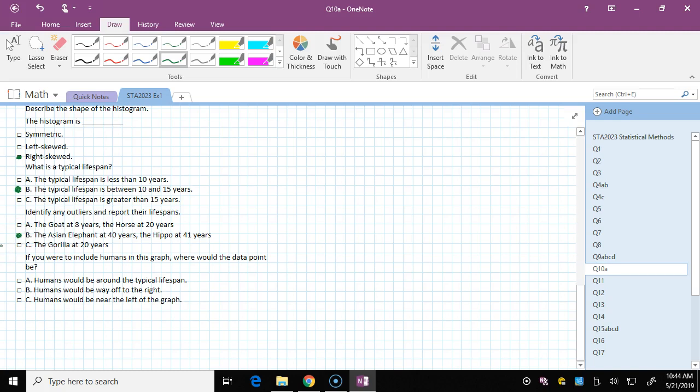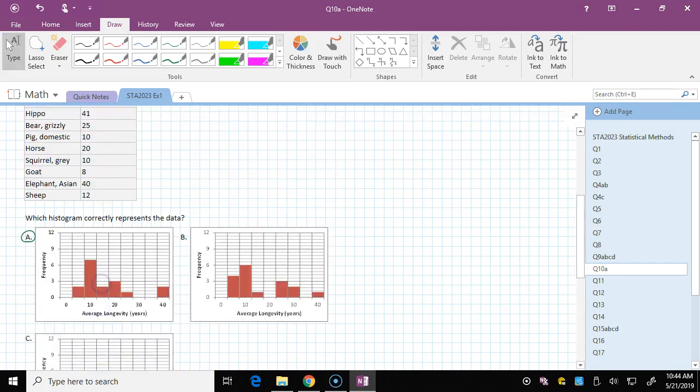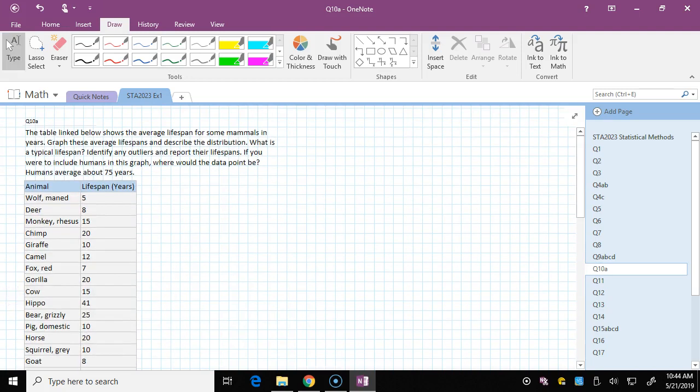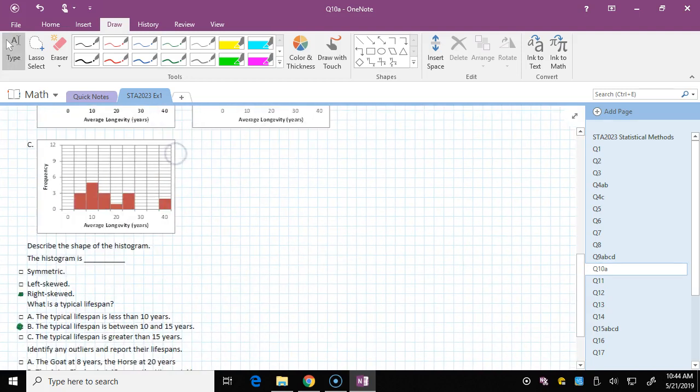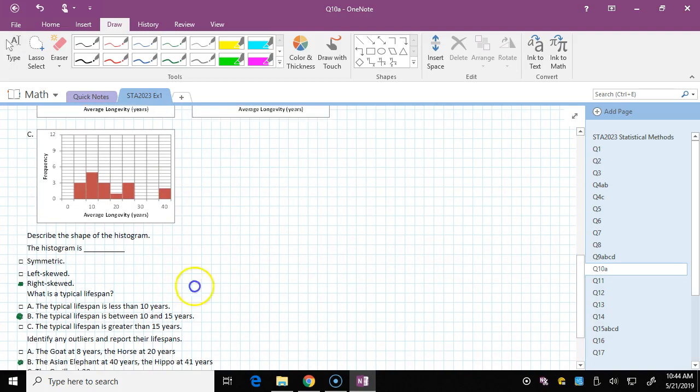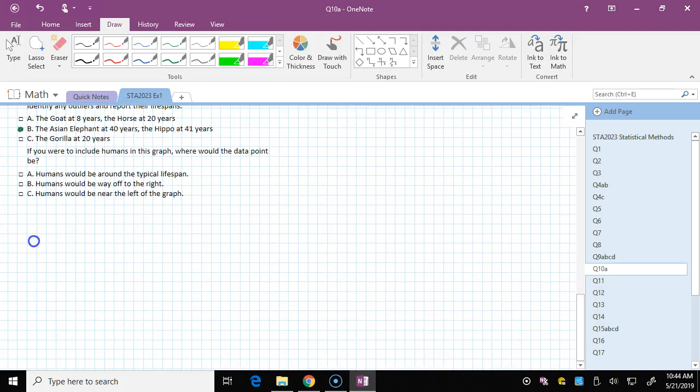And then down at the bottom, if you were to include humans in this graph, where would that data point be? Now remember, back at the top, it said humans average 75 years. Yeah, it'd be the B. It'd be way off to the right. Another outlier. That makes sense? Cool.